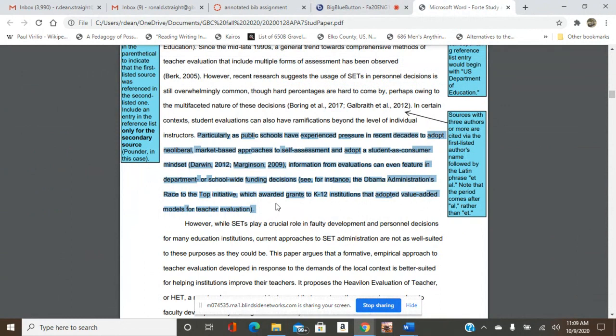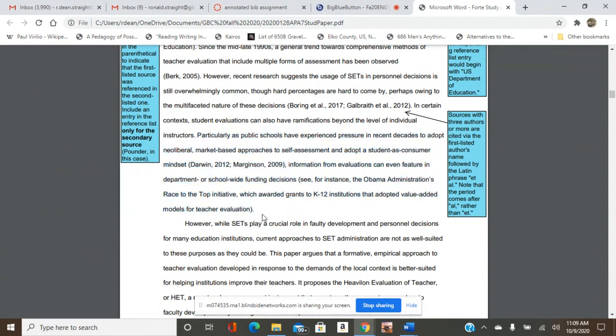By the way, pop quiz in public chat. If you can tell me what neoliberal is, I would love to hear it. Market-based approaches to self-assessment and adopt a student as consumer mindset. Information from evaluations can even feature in department or statewide funding decisions. Period. Did I read that sentence correctly?